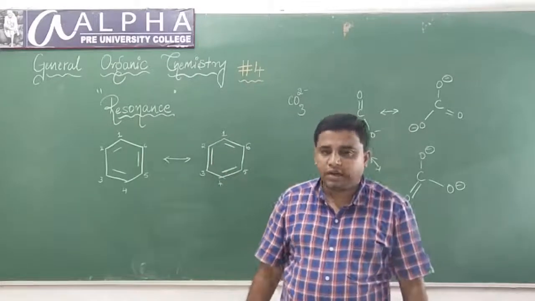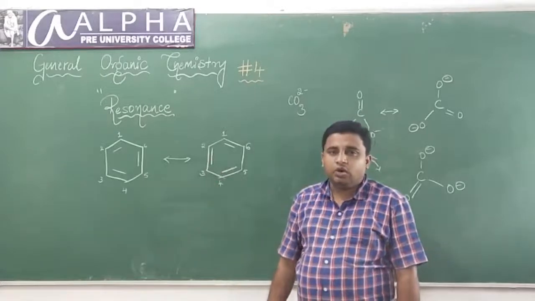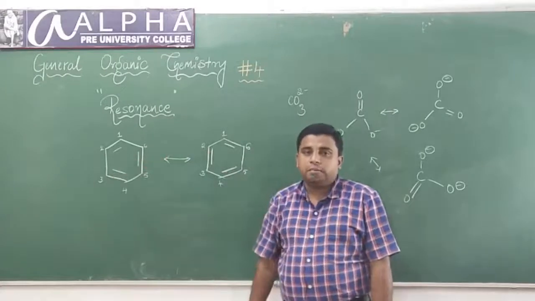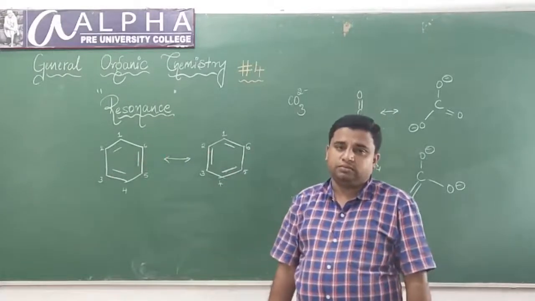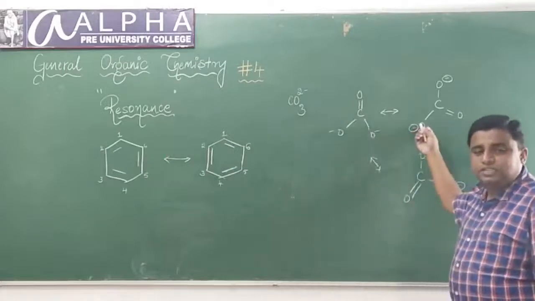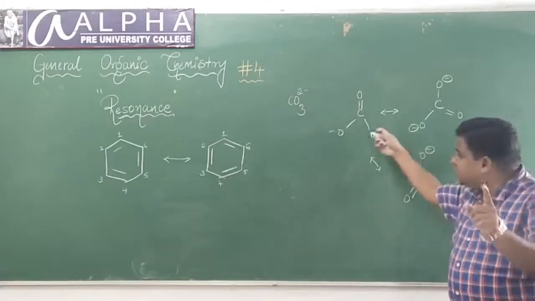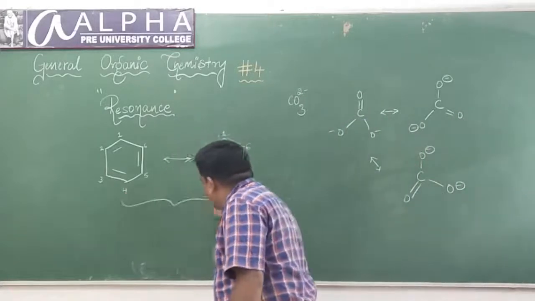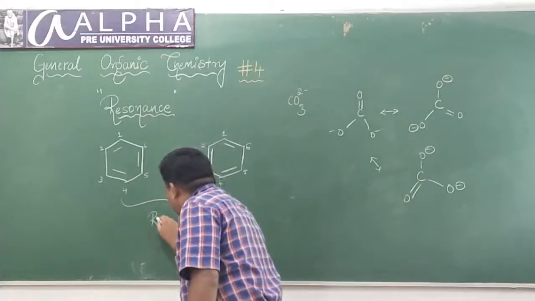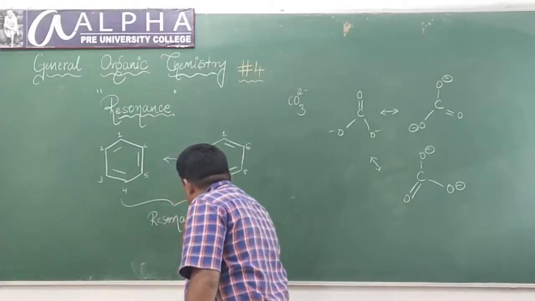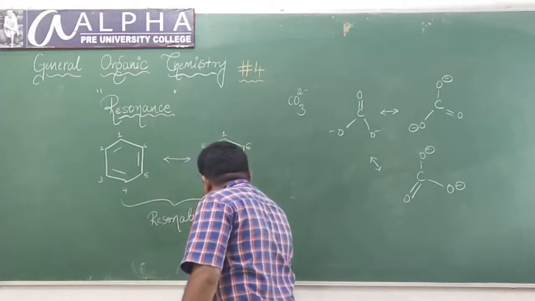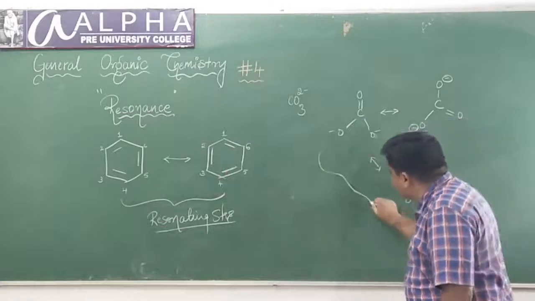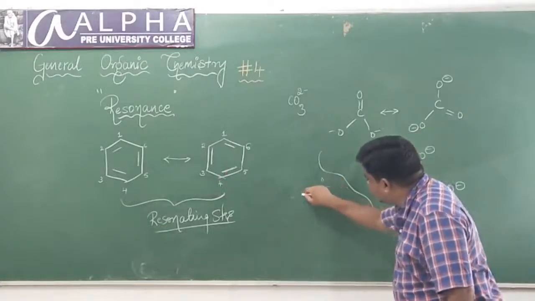What exactly is resonance? Look here, these two are different structures of benzene, but they are not the actual structure of benzene. Again, these are different structures of carbonate, but these three are not the actual structures of carbonate. These structures are called resonating structures. What are they called? Resonating structures. What are these three called? Yes, these three are also called resonating structures.